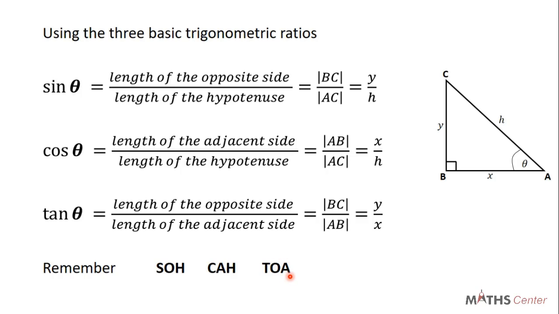The last one is TOA. It means tan. So tan theta is equal to opposite, which is O, divided by adjacent, which is A. So if you remember these mnemonics, SOH CAH TOA, you'll be able to remember these three trig ratios.